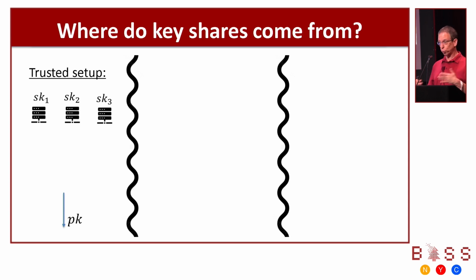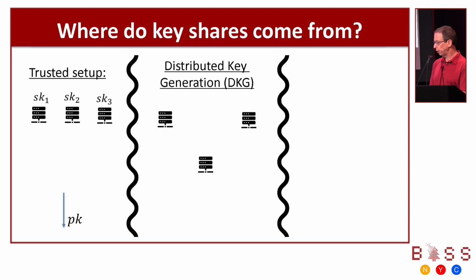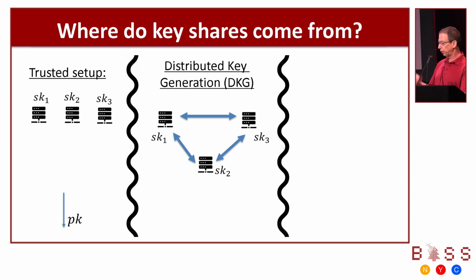A better way to do it, one that doesn't require a trusted setup, is to use what's called a distributed key generation, or a DKG. The idea is that the parties talk amongst themselves, they implement a multi-party computation protocol, and the secret keys just appear. The secret keys appear to the parties, and the public key is published to the world.